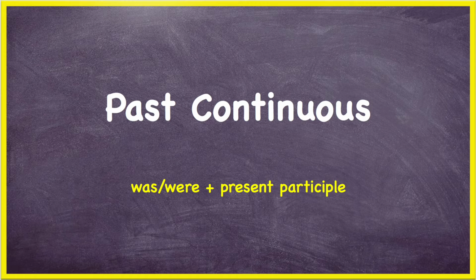All right, so the past continuous tense has a few other names in the English language. You can also call it the continuous past, the past progressive, or the progressive past. But don't worry, it's all one tense, and this is the tense that is formed with was or were, right? The past form of be, plus present participle. And that's the ing form of the verb, right?